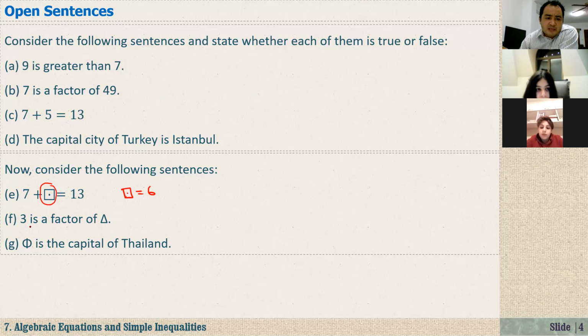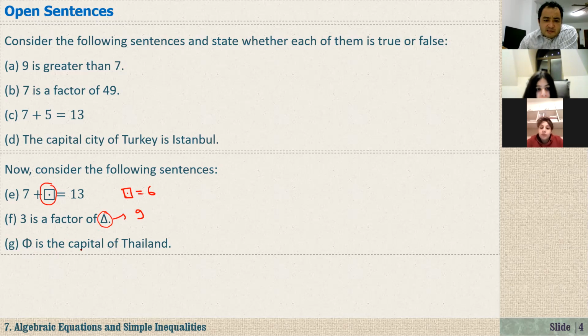How about this third one? 3 is a factor of triangle. Is it true or false? We cannot say whether this is true or false, right? Actually, we need to ask, what is this triangle? And if I write here, let's say it is 9, if it is 9, then it is true.